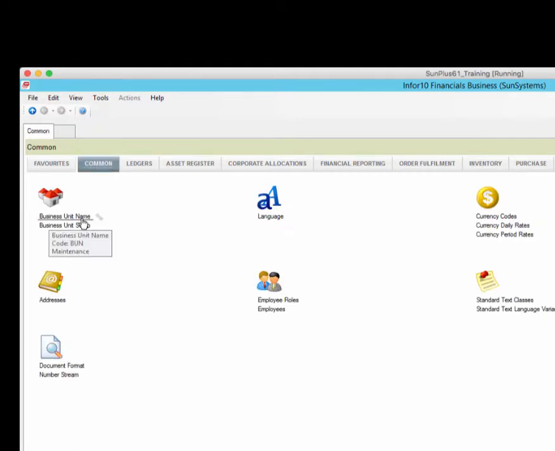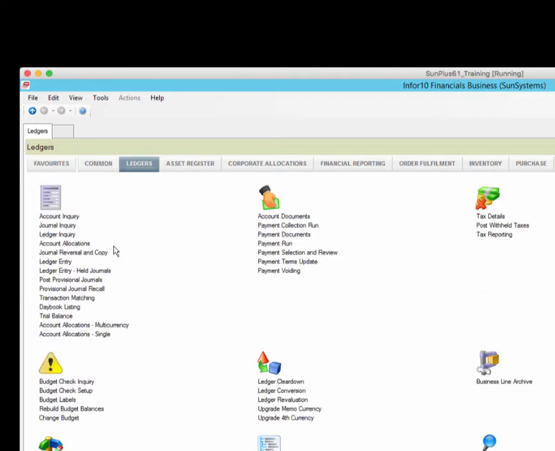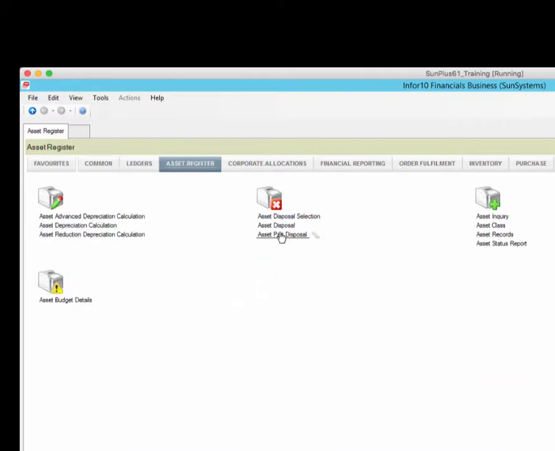Each of these little things that the Sun systems can do, set up employees, set up a business unit, set up currency codes, do a ledger entry, do a payment run, create an asset disposal. Each of these things in the Sun system software is called a function. Now I'm just helping us so when I use the word function later on, and we're going to need to use the word later on, you know what I'm going to talk about. So every one of these little buttons here almost are all functions.